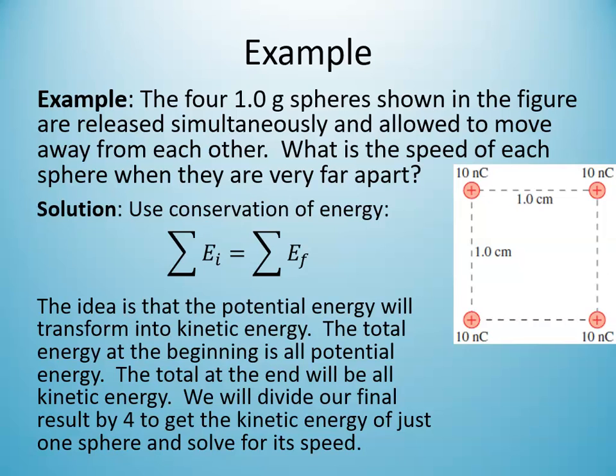If they didn't have the same mass, then we would need to employ conservation of momentum as well and figure out the relative velocities of these particles at the end.